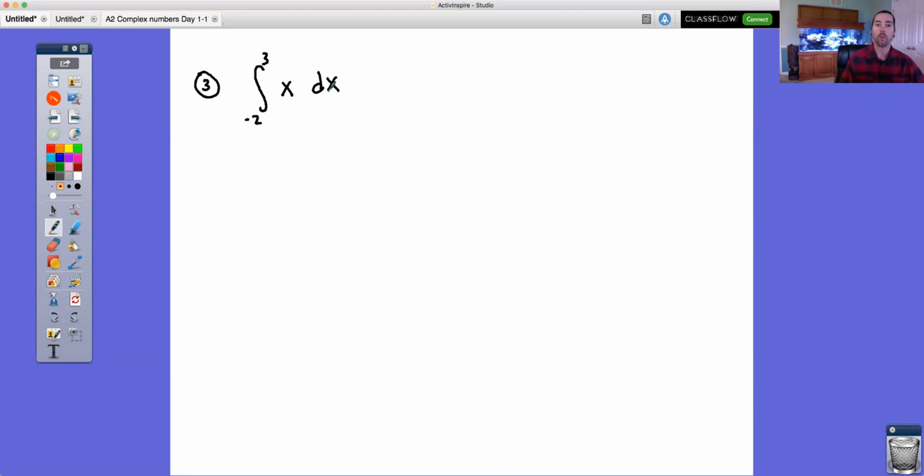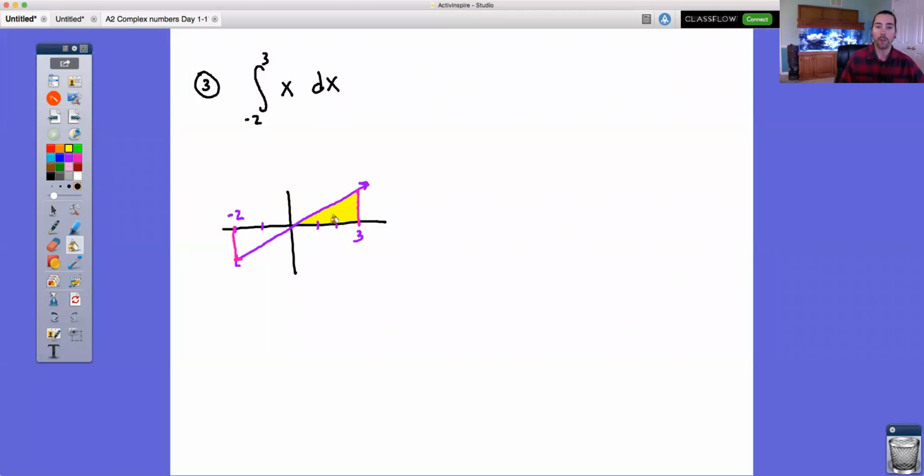Integrate x with respect to x from -2 to 3. Okay, this one I could find the antiderivative of. Let me do a geometric approach, and then I would do the antiderivative and then evaluate using that approach. So graphing. If I were to graph x, it's just a line with a slope of 1 through the origin. From -2 to +3, I am asking you to find the area of two triangles.